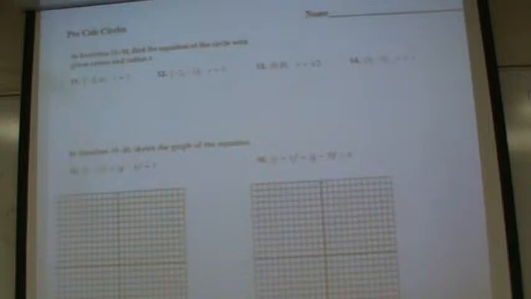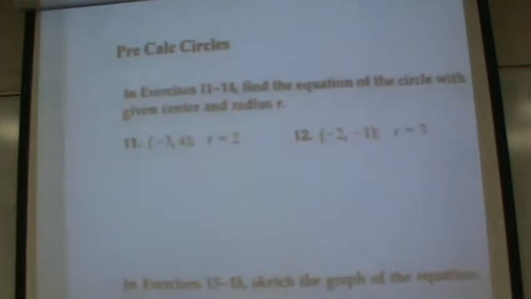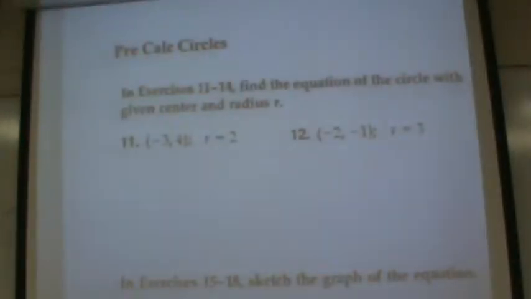Okay, questions 11, 12, 13, and 14. It says, find the equation of the circle with the given center and the radius r. Okay, so let's do number 11, and I want the equation in standard form. How do you write the equation, given that the center is (-3, 4) and the radius is 2? What are you going to write?